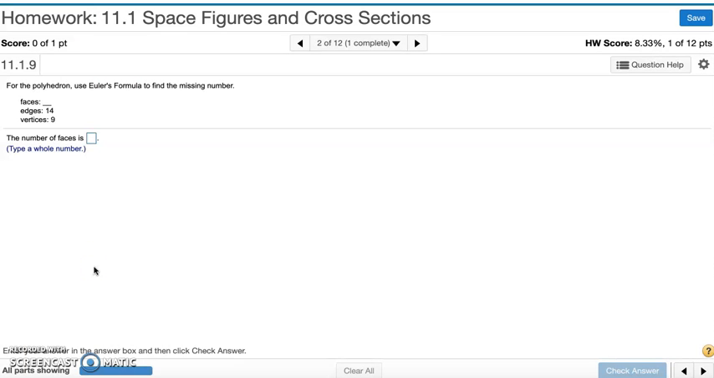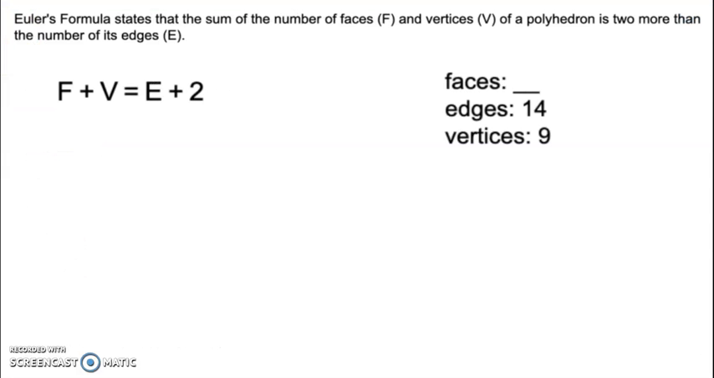For the polyhedron, use Euler's formula to find a missing number. So let's take a closer look at that. Euler's formula states that the sum of the number of faces and vertices of a polyhedron is 2 more than the number of its edges. So we have edges and vertices, and we're looking for faces.